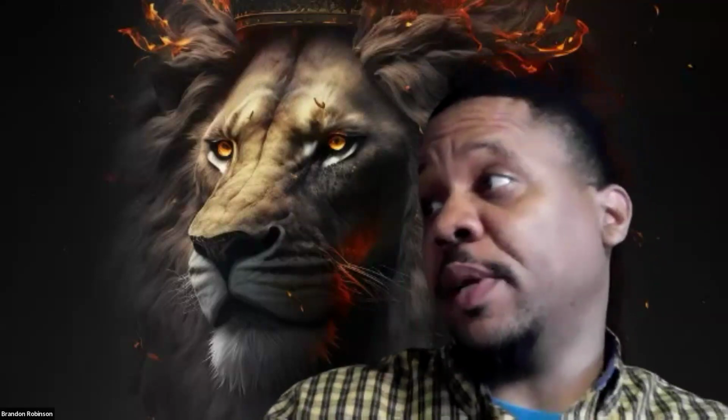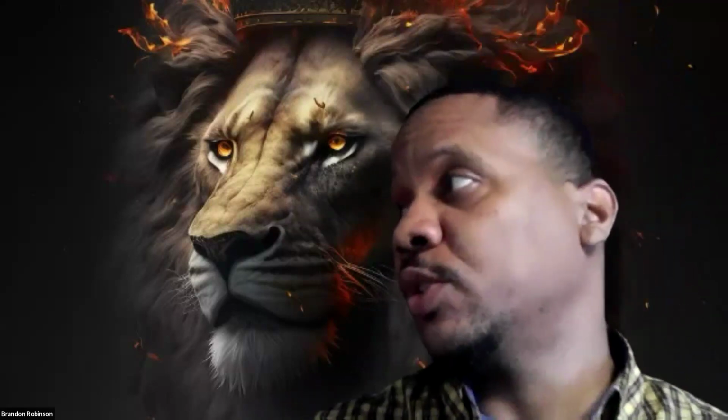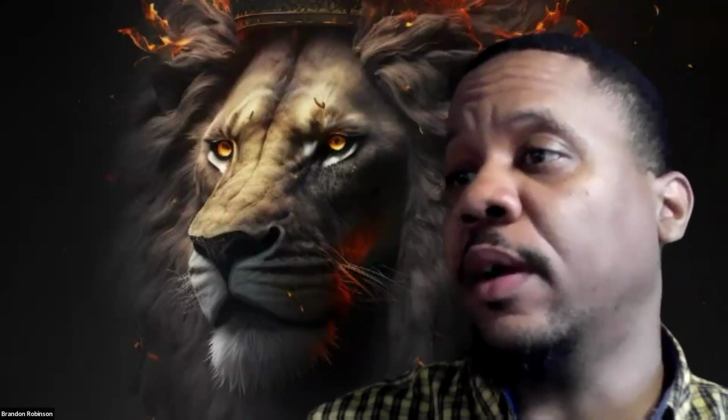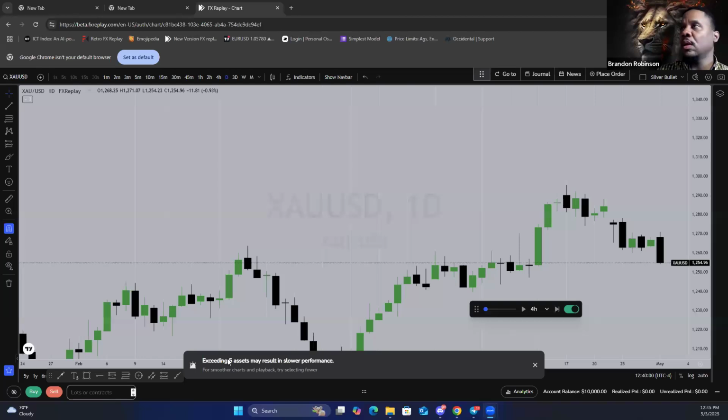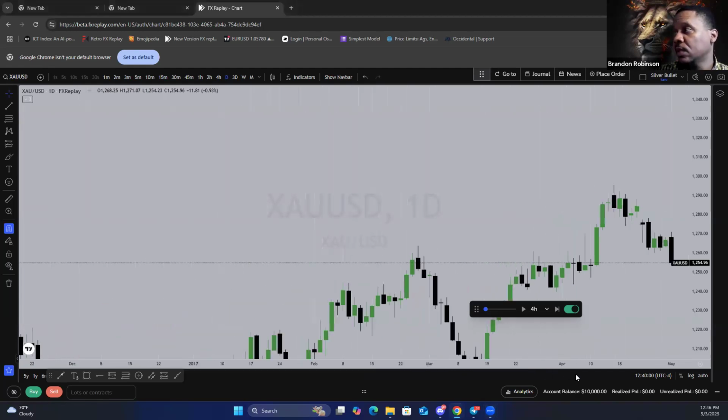All right, so FX Replay is basically TradingView, but I don't know if y'all can see this. All right, so it's basically TradingView, and we got 5 assets. I might need to reduce those.